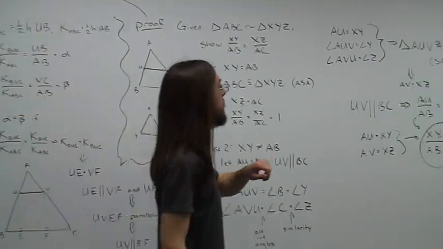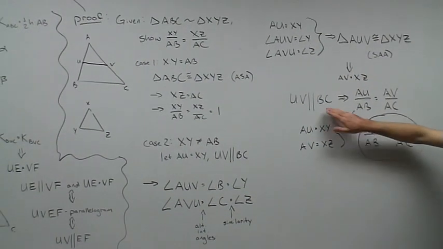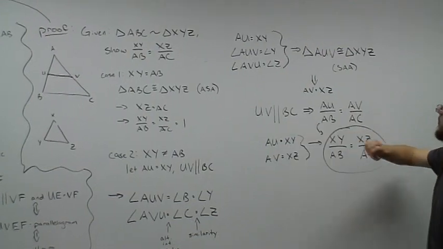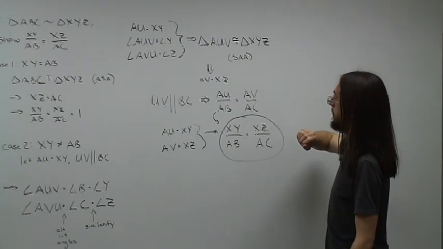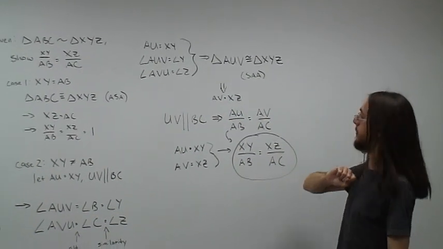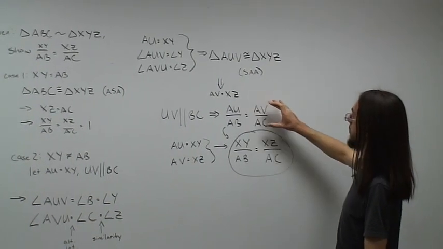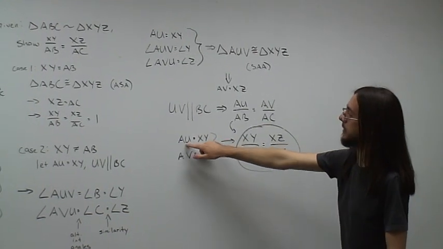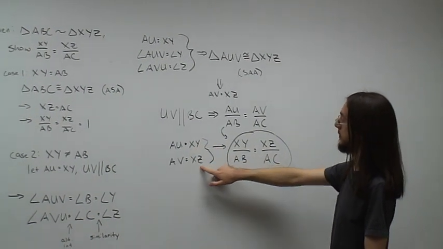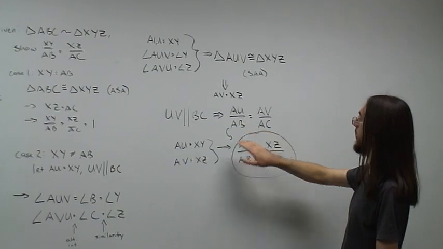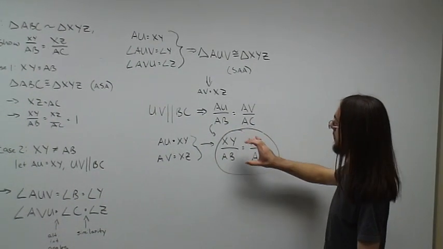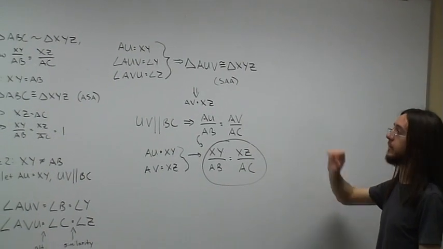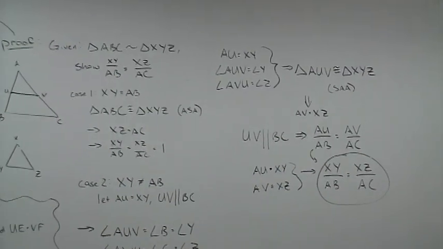Now, we have that UV is parallel to BC, which we constructed that way. Then by that lemma we just proved a moment ago, we have that AU over AB equals AV over AC. But since we found out that AU equals XY and AV equals XZ, we can replace them in this proportion and get exactly the proportion we wanted: XY over AB equals XZ over AC. And the other proportions will follow the same reasoning. And there you have it.